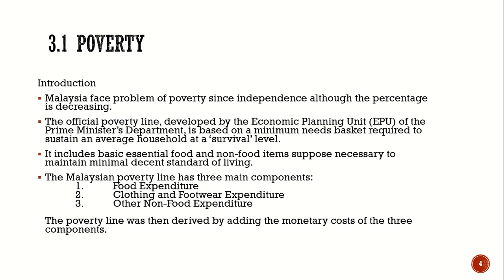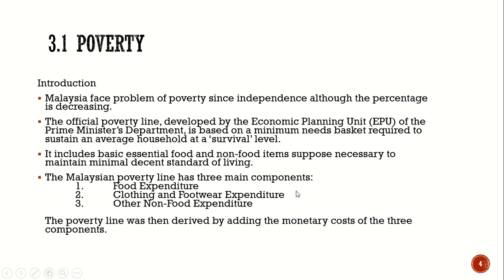Now, according to the Economic Planning Unit of the Prime Minister's Department, poverty is defined as the minimum needs basket required to sustain an average household at the survival level. So basically we're talking about the things that are needed to survive. It could be basic essential goods, and also non-food items that are needed to maintain our standard of living.